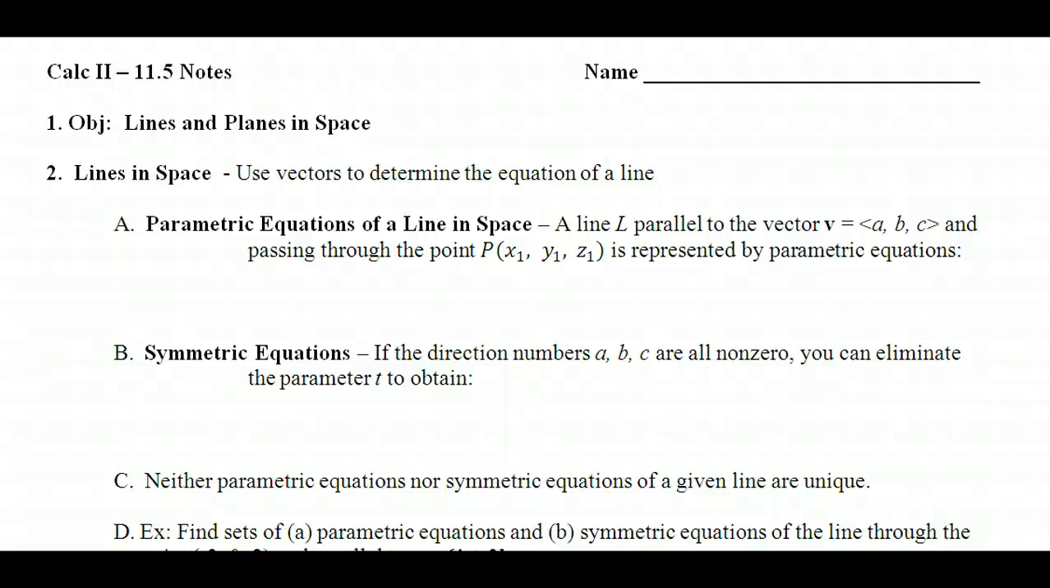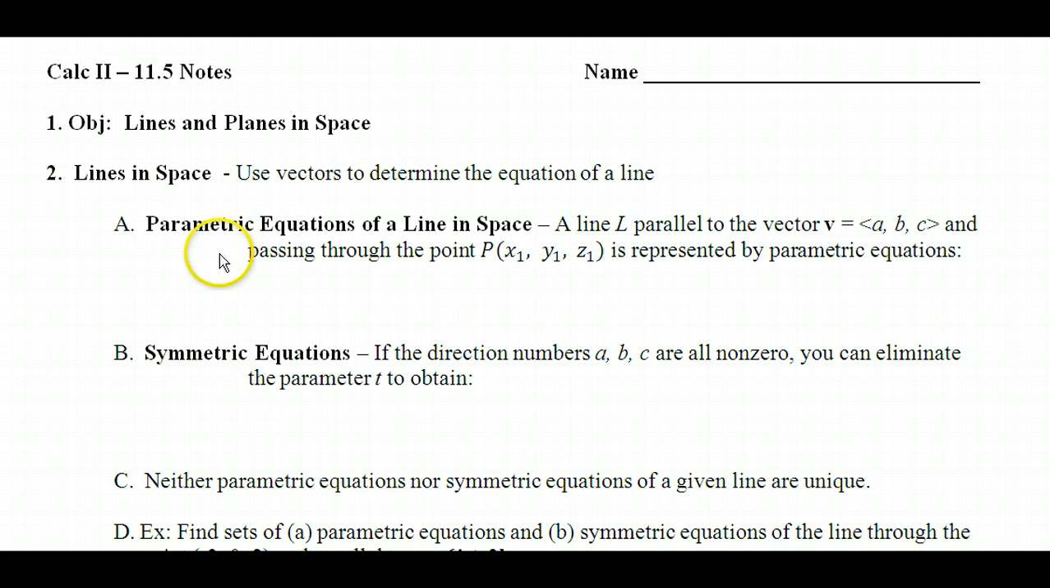Today we have section 11.5, and what we're going to talk about today is lines and planes in space. So we'll be writing equations, obviously, of lines and planes in space, and then different things that we can do with them. So the first thing we better do to start is to figure out how to write a line in space, and we want to use vectors to determine the equation of a line.